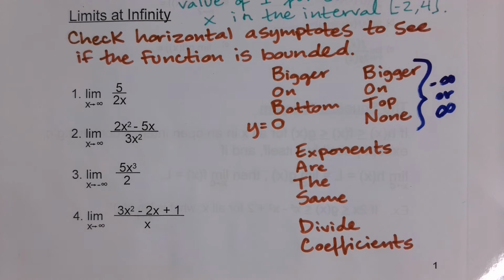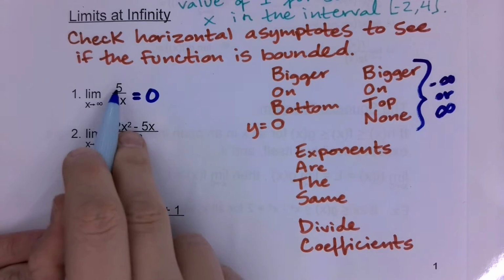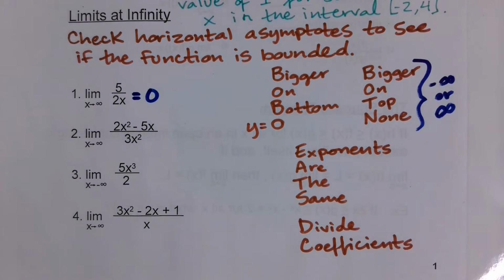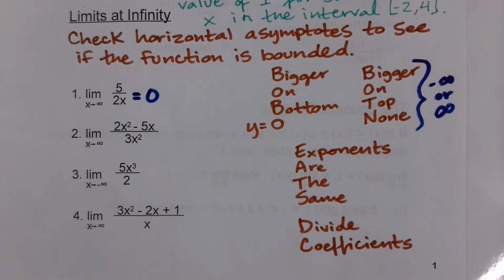So what do we think for number 1? Will it be bounded or not? It will be bounded. And what is it going to bound to? 0. Okay, so we're just saying we're bigger on bottom. The highest exponent is on bottom, x to the first. And so I've got a horizontal asymptote at 0, and so wherever my function's at, above or below, eventually, as I go further out to infinity, it eventually will get closer and closer to 0.